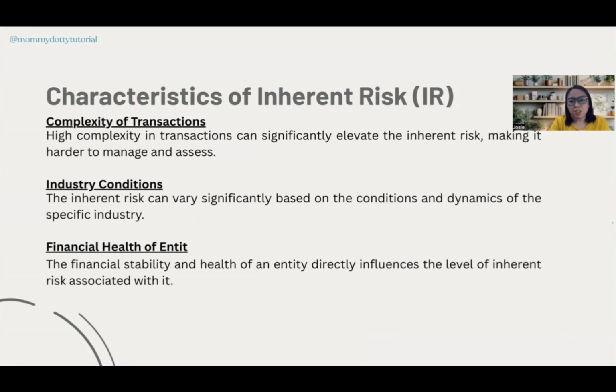Complexity of transactions. High complexity in transactions can significantly elevate the inherent risk, making it harder to manage and assess. While industry conditions, the inherent risk can vary significantly based on the conditions and dynamics of the specific industry. And the last one, the financial stability and health of an entity directly influences the level of inherent risk associated with it.